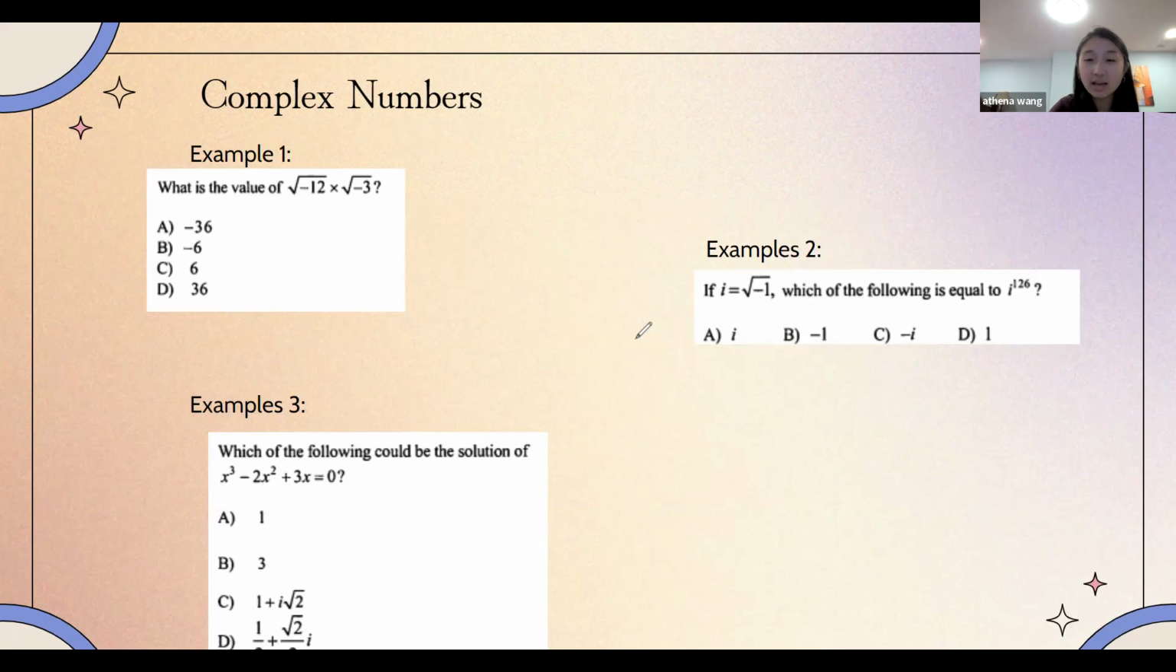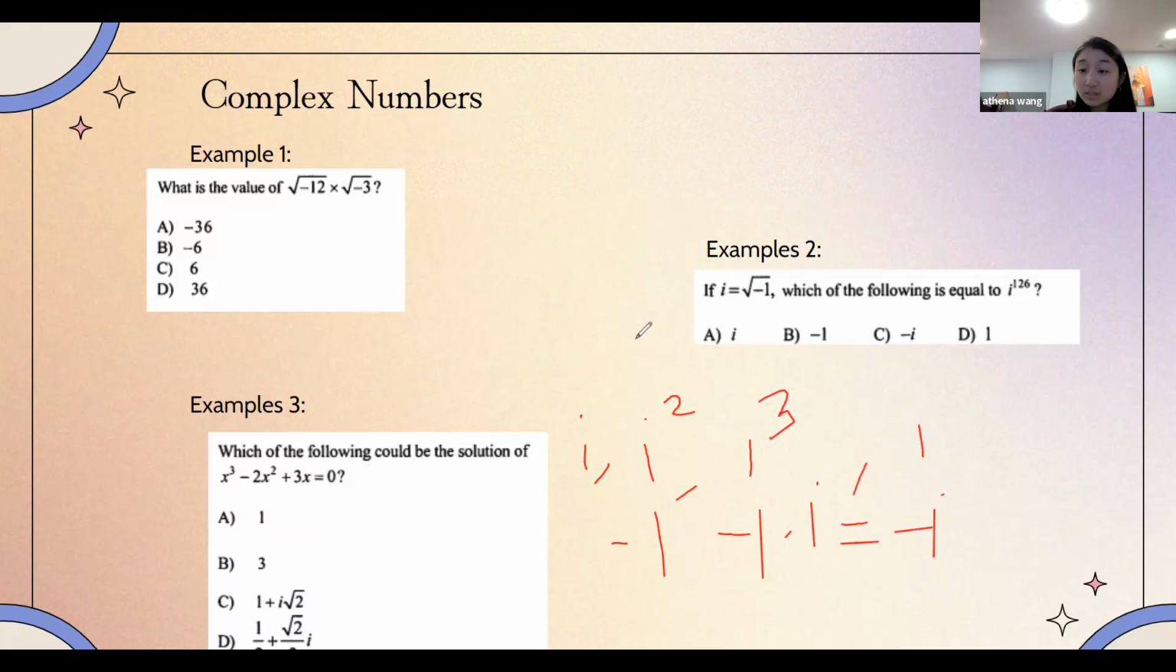We have i first, and then afterwards, we have i squared, which we know is -1. Afterwards, we have i cubed, and that's just -1 times i, so that is -i. Our next one is i to the 4th, and that gets us to -i times i, so that is just 1. Wow, we got back to 1.